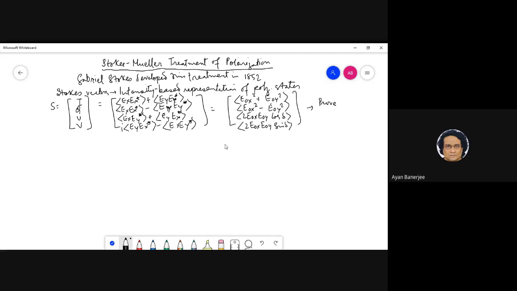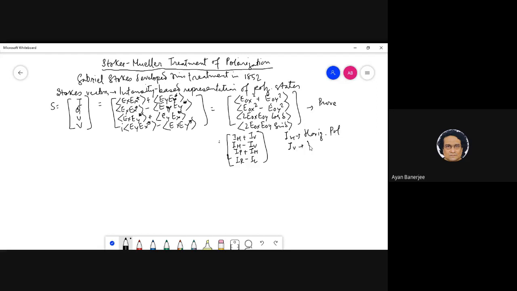By the way, this one can be written as IH plus IV. This is IH minus IV. This one we write as IP plus IM, and this one we write as IRCP minus ILCP. So what are all these? I'll just write down. IH is horizontally polarized.